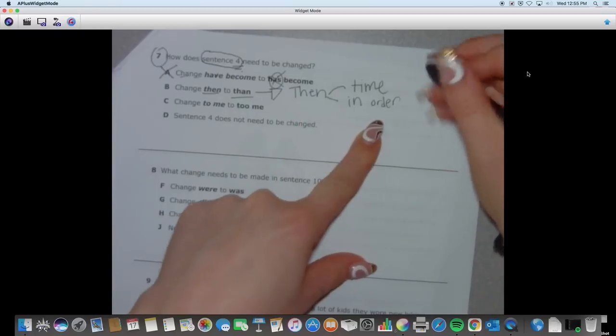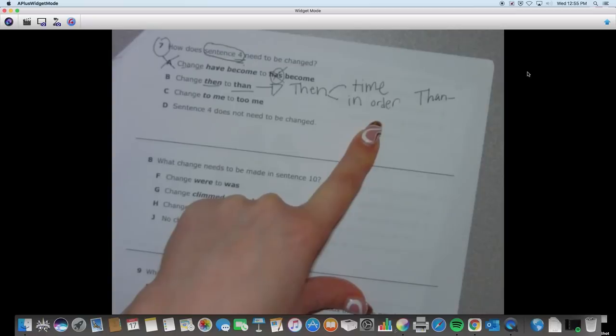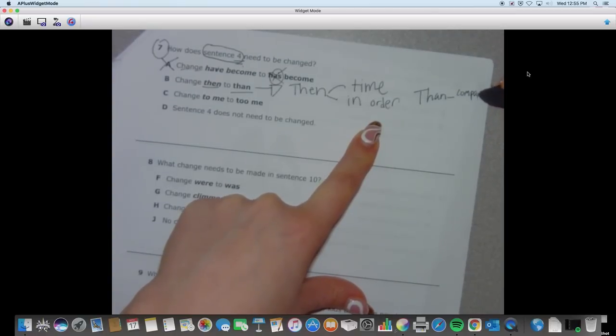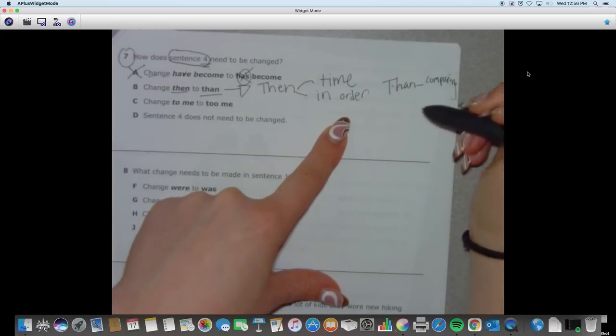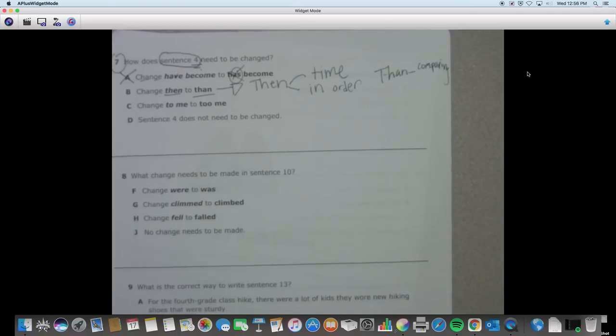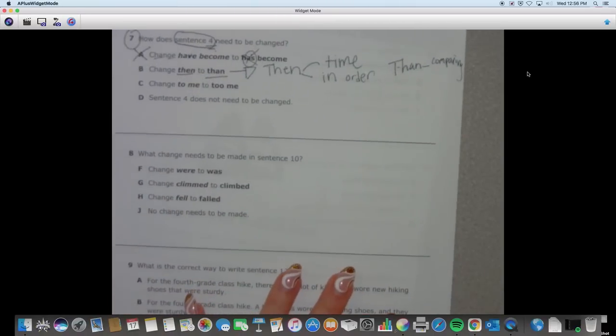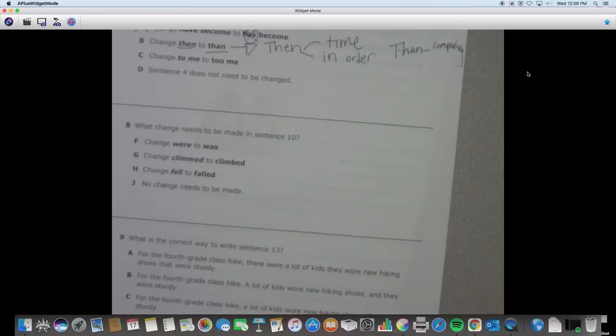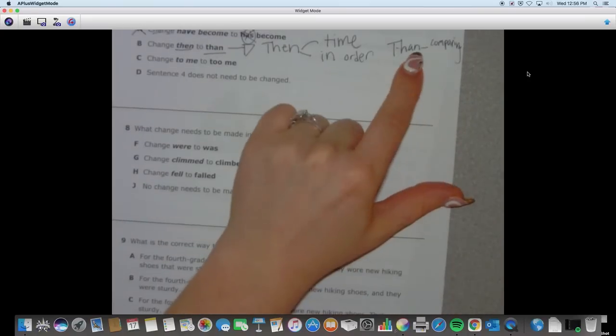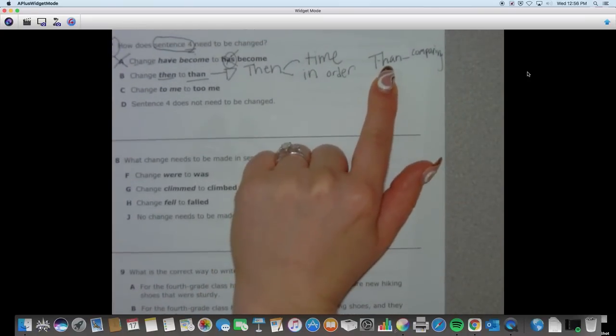Than is talking about comparing two things. You would use THAN when you're saying I'm faster than a cheetah. You're comparing yourself to a cheetah. You're saying I'm faster than them. Or my old shoes are dirty in comparison to my new shoes. So I'd say my old shoes are dirtier than my new shoes, right? So than is comparing something.